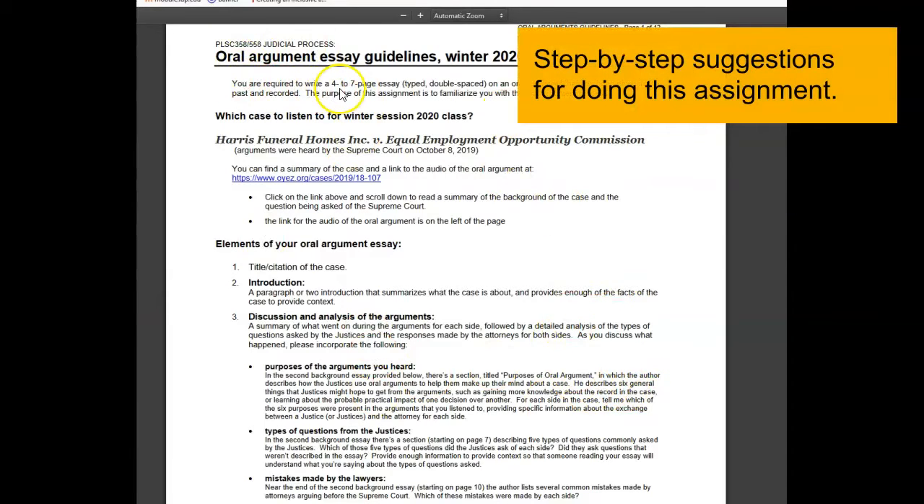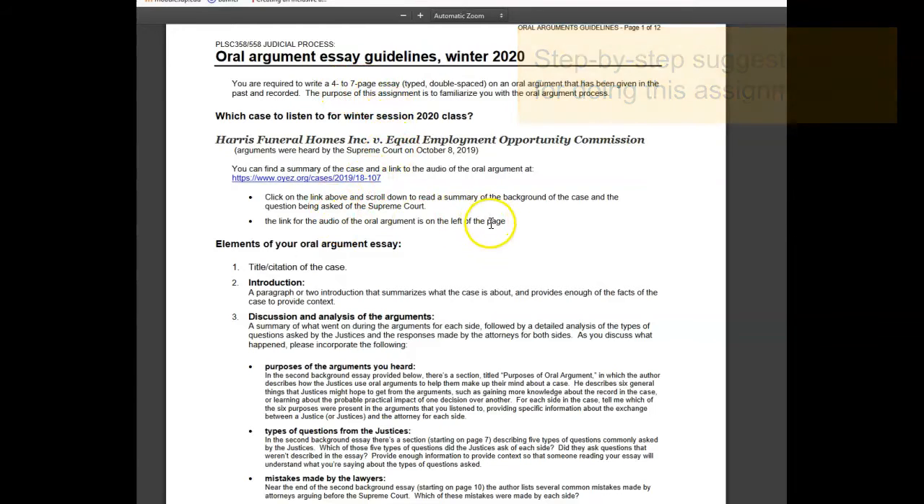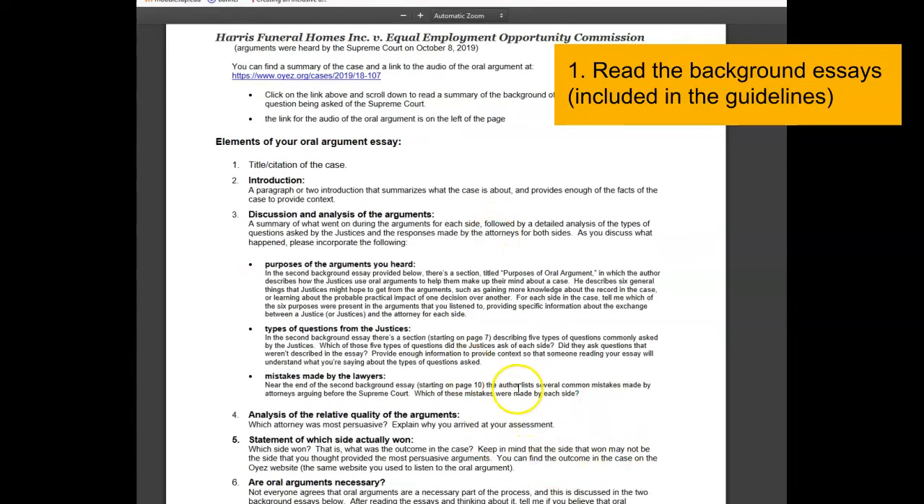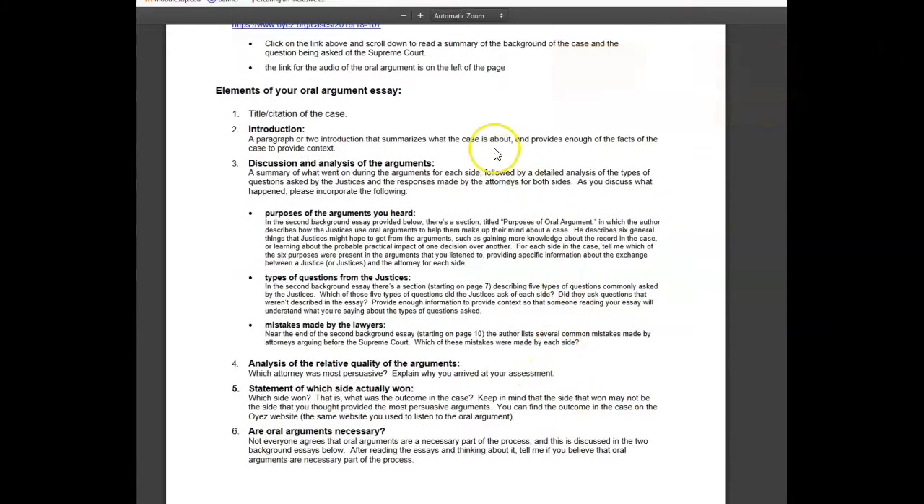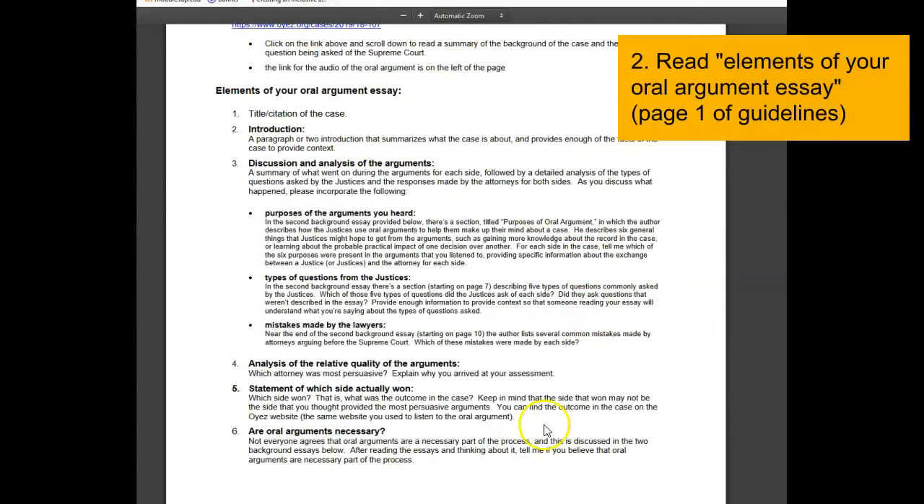Your essay is going to be 4 to 7 pages, double spaced, and here's how I would suggest that you proceed. First, I would read the background essays first and see what's going on there. Second, I would read the actual requirements. You're going to start out with an introduction where you tell what the background of the case is. Then you're going to talk a little bit about each side, giving the gist of the arguments.